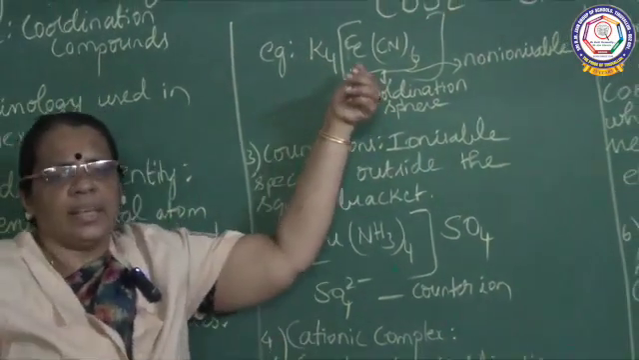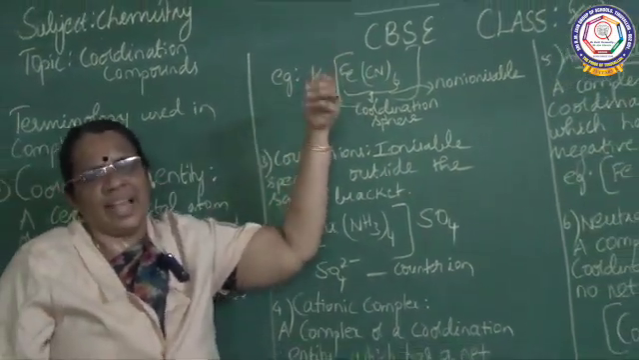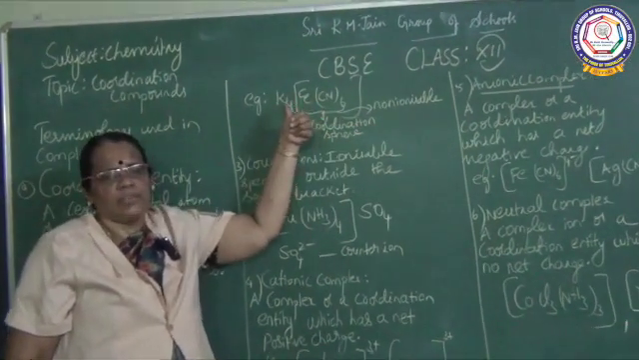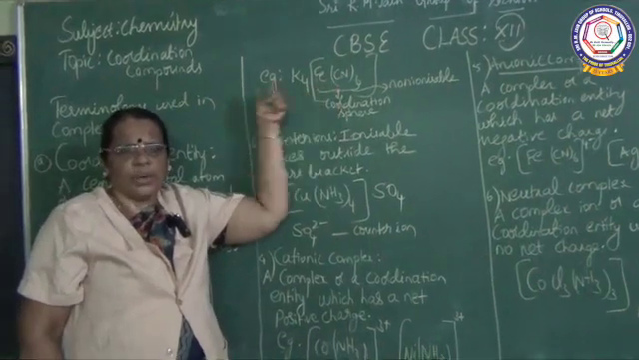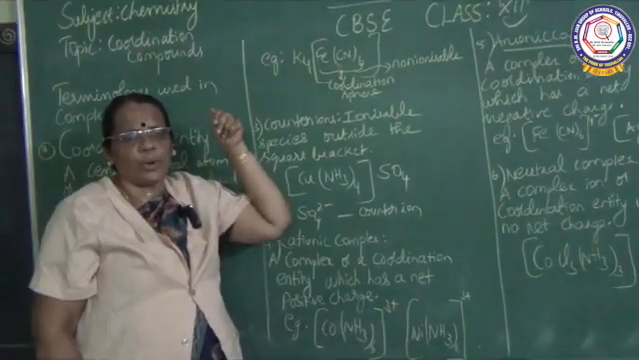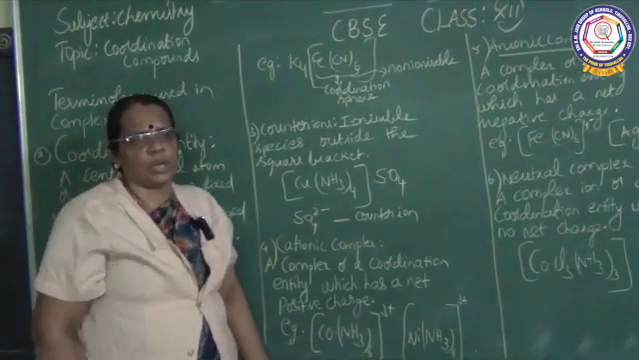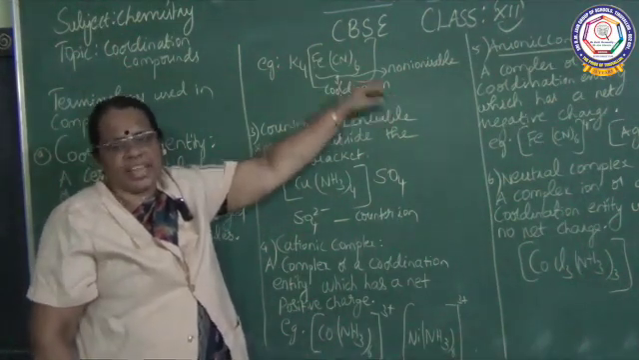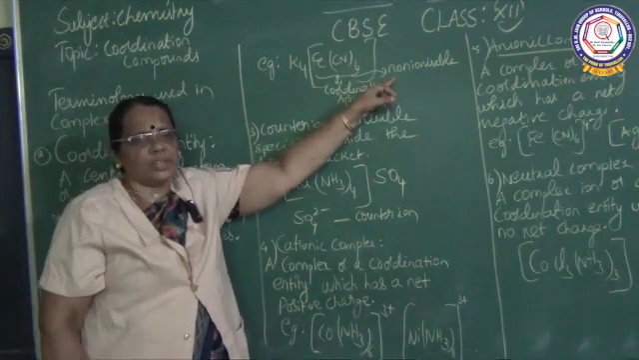Usually the ions in the coordination sphere cannot be ionized. So usually non-ionizable species will be in the square bracket. In the coordination compound or complex compound, the species inside the square bracket cannot be ionized individually.